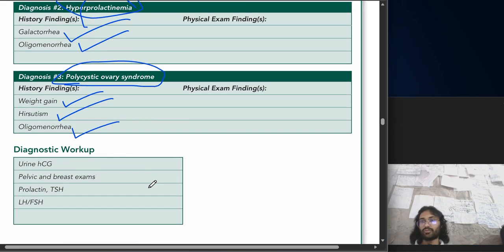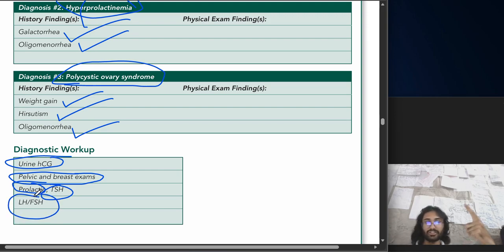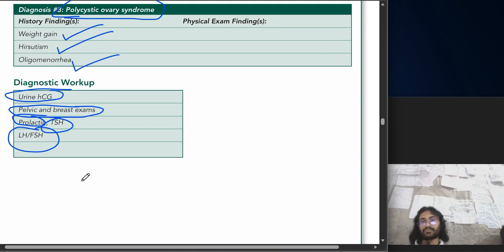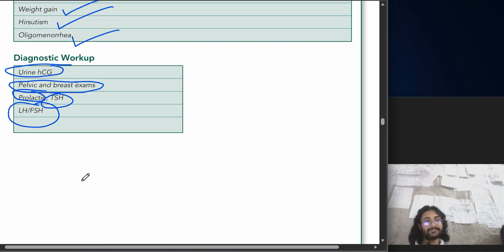Okay, now what all workup do we need? First of all, we need to check her urine, so urine HCG. Then we are going to do a pelvic exam, for PCOS. And then we are going to check her breast for milky discharge. And we are going to check her prolactin levels, her thyroid stimulating hormone levels, then her luteinizing hormone and follicle stimulating hormone. So these are all the workups we need.